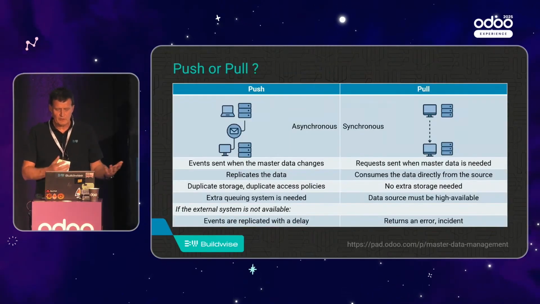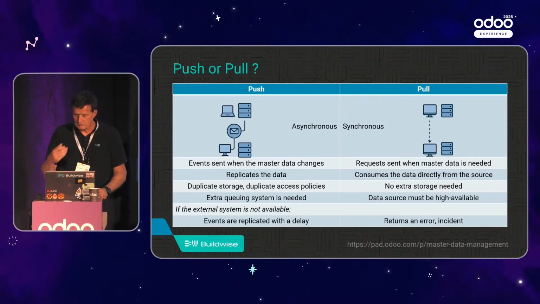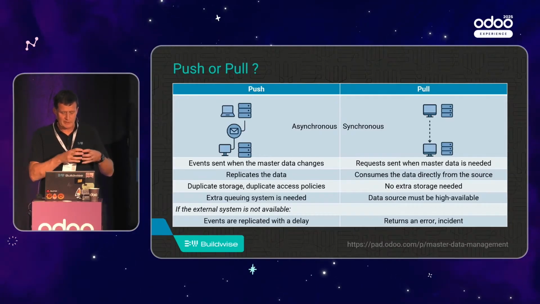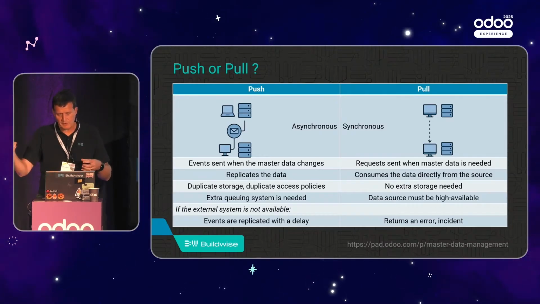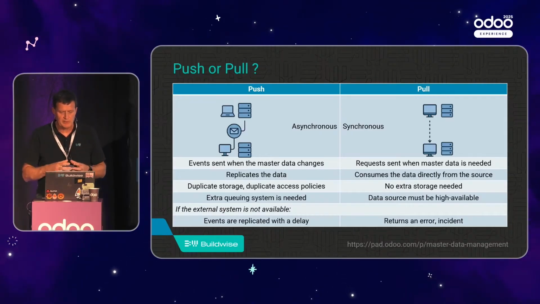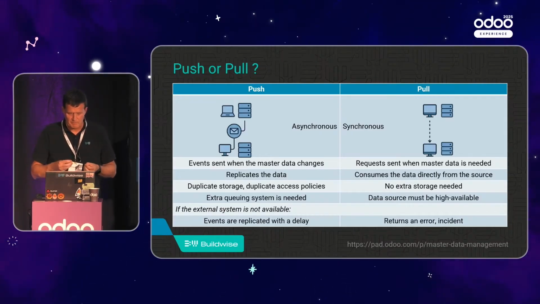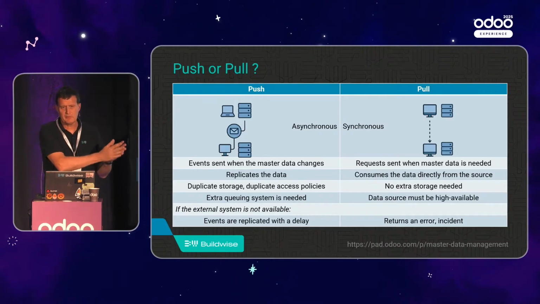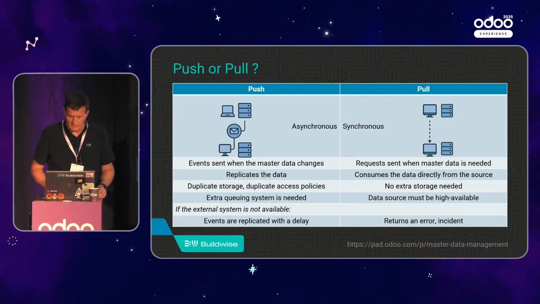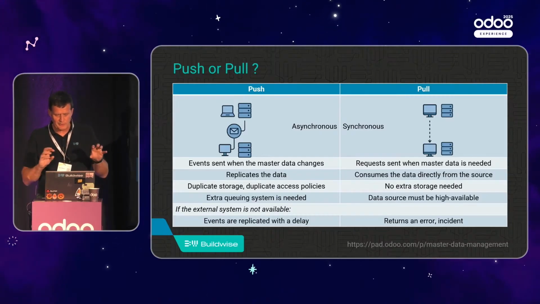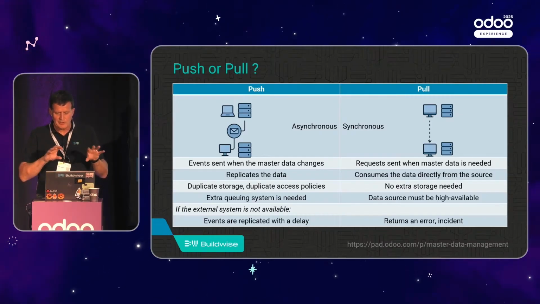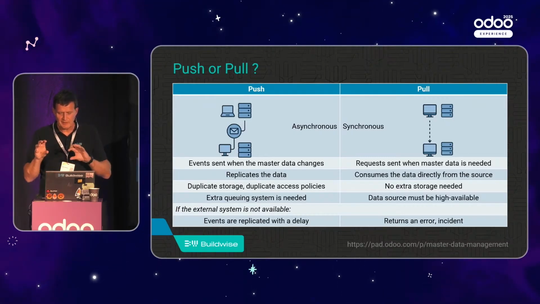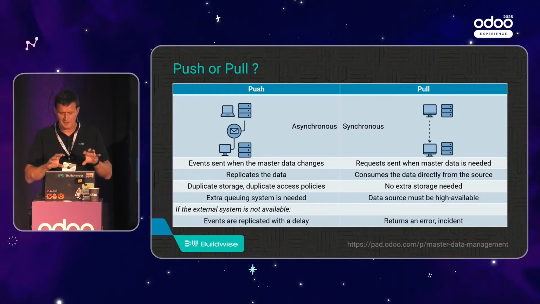Then we have to decide, do we push or do we pull? If I push, it means that when the master data change, I send an event to any system that would be interested by this event. If I do a pull, I just query the master data system when I need the information. So here the decision is not black and white. It's not that one is better than the other. There are advantages and constraints.